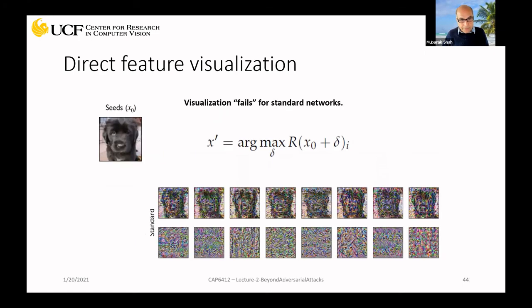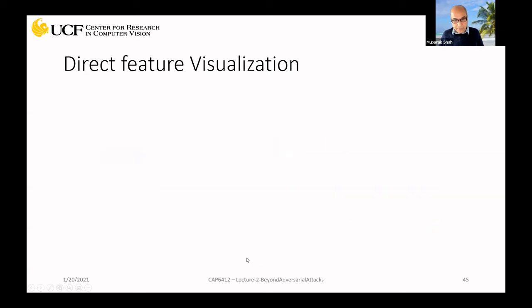So that was for the robust classifier. But if you look at the standard classifier, that gives you these kinds of images for which a particular feature is maximized, and these are not that meaningful actually. It's pretty much noise.